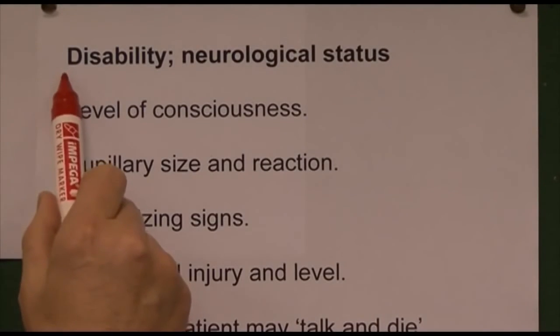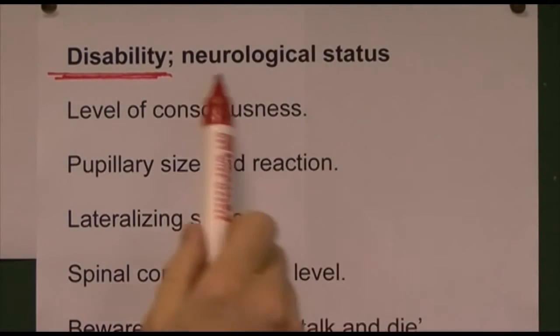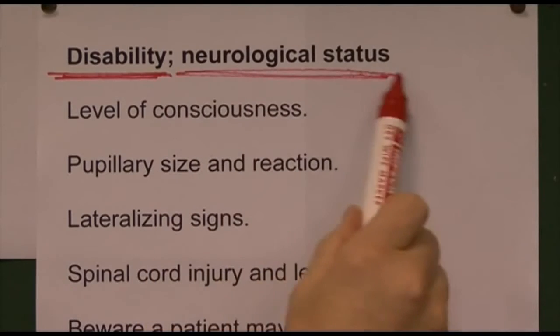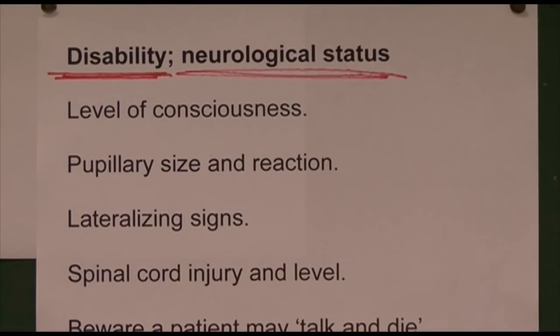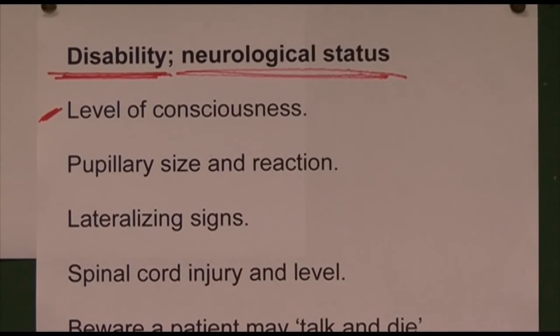D for disability, ABCD, disability, looking at neurological status. So obviously we want to assess the patient's level of consciousness. We can use alert, voice, pain or unresponsive, an AVPU scale. But GCS, Glasgow Coma Scale, is better. But assess the patient's level of consciousness.